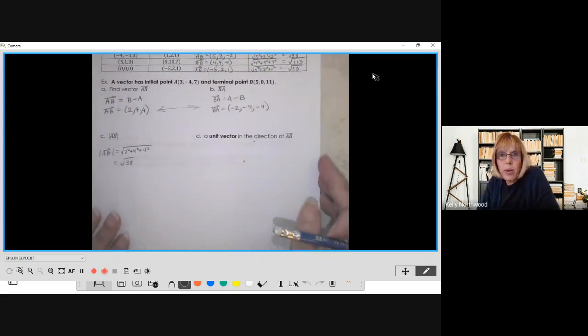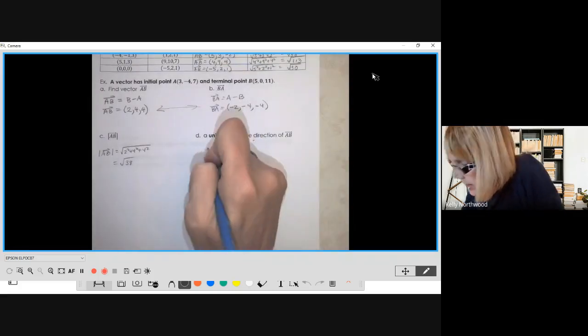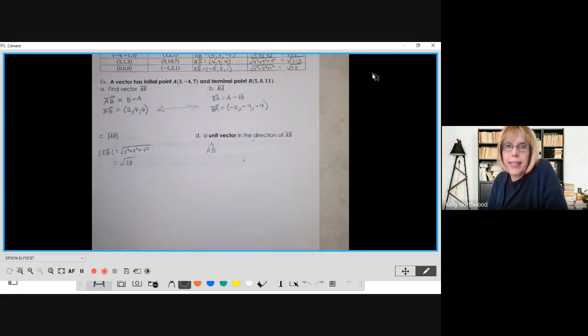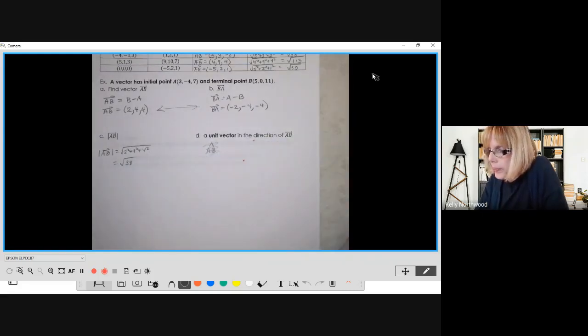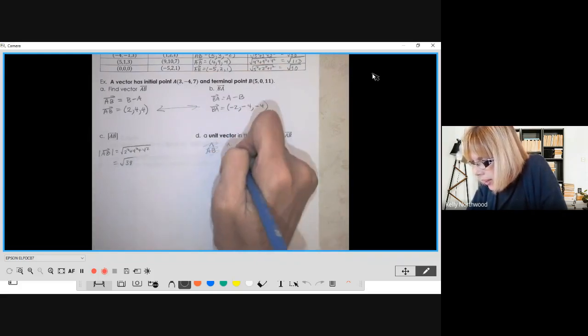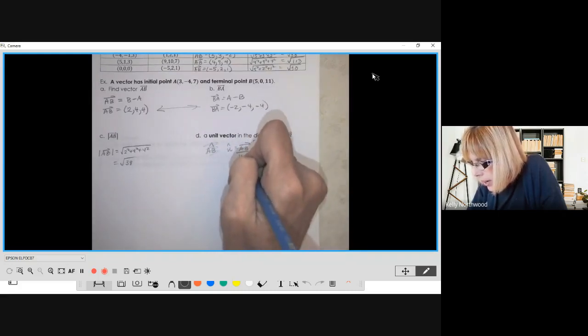And then part D, they want a unit vector in the direction of AB. So one thing you have to know is this isn't a thing. You can't write that. Okay, that's not an acceptable vector notation. So you have to choose a small letter. So I'm going to choose U. U hat then is going to be vector AB. So to find a unit vector, you always take the vector and divide it by its magnitude.